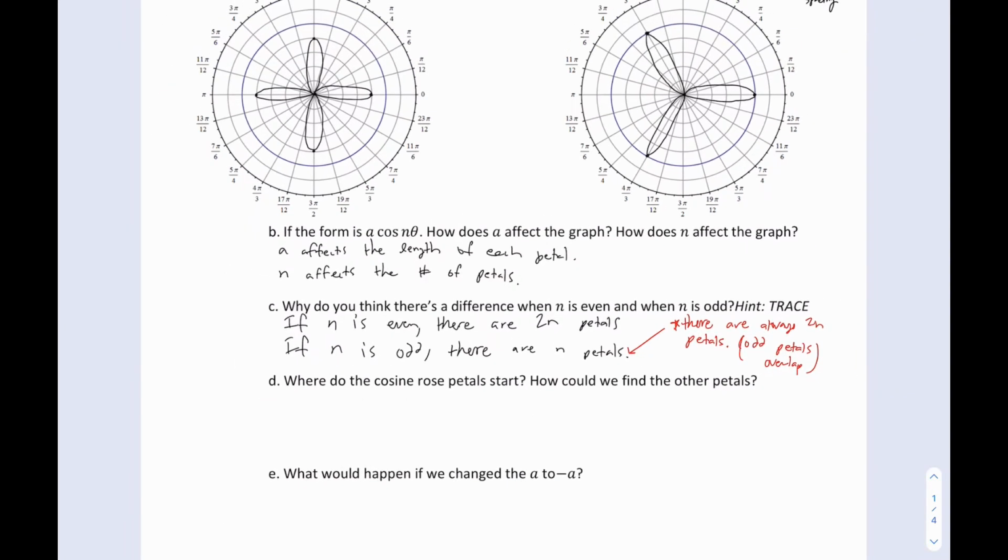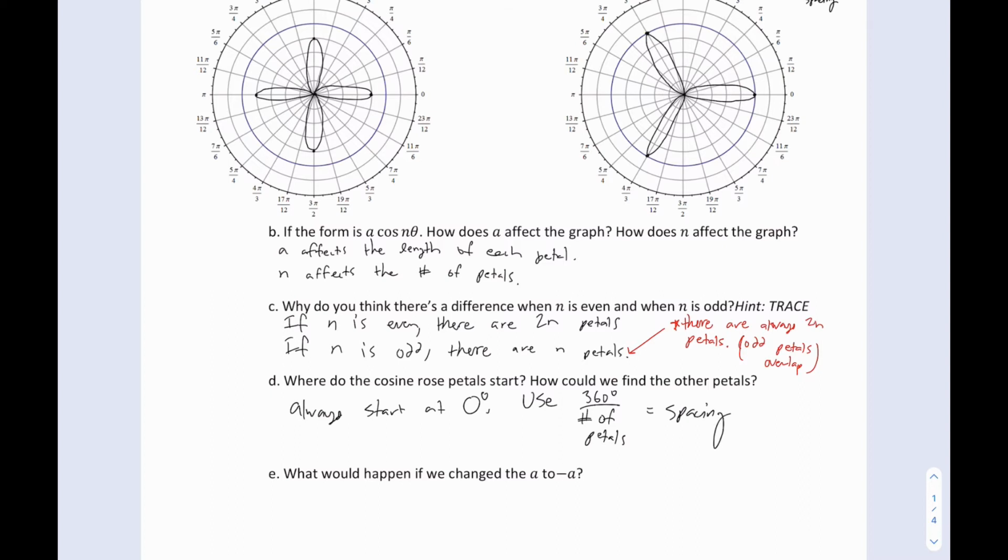Okay, D. Where do the cosine rose petals start? That's pretty easy. They all start right here at the 0. Always start at 0 degrees. And then to find the others, we just use spacing. So use 360 degrees divided by the number of petals. That equals your spacing.